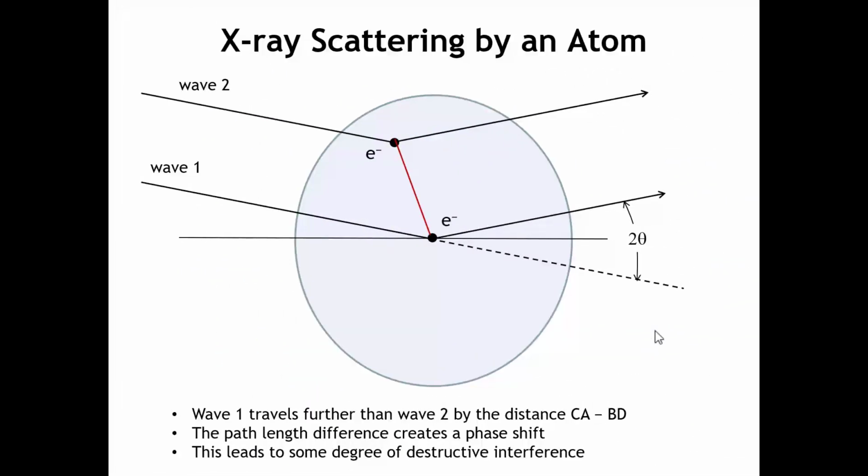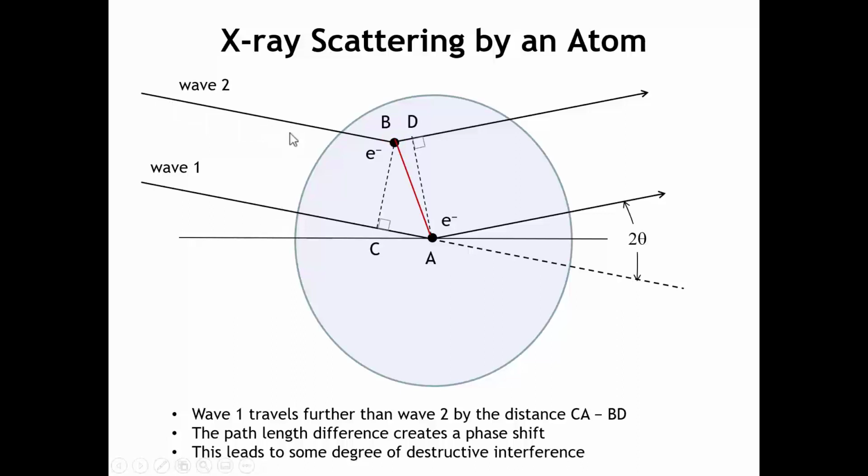What does this have to do with the scattering of X-rays by an atom? Well, if we were to take an atom that had 2 electrons, let's say a helium atom, now you have, let's say, wave 1 coming in, which is scattered by an electron here. Arbitrarily, we're going to put it at the nucleus, and then wave 2 coming in that's scattered by an electron that's out here.